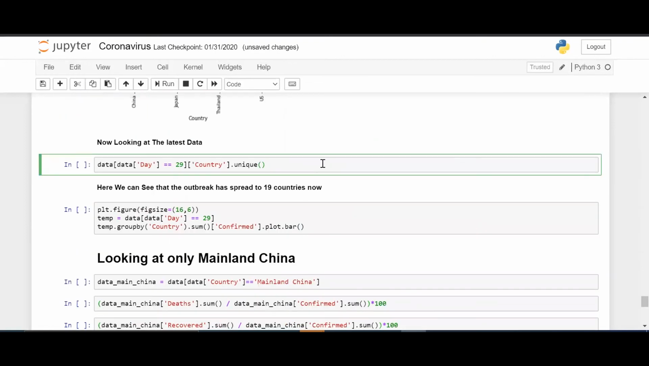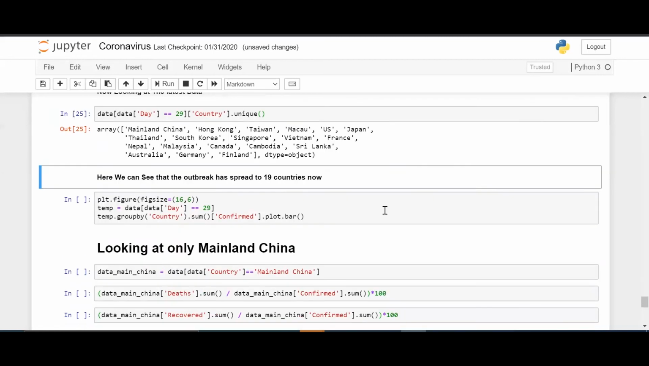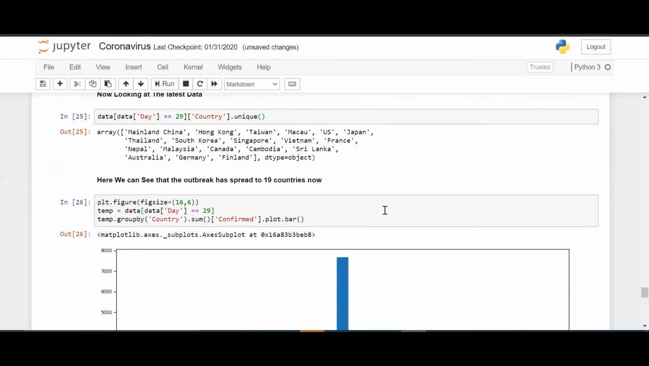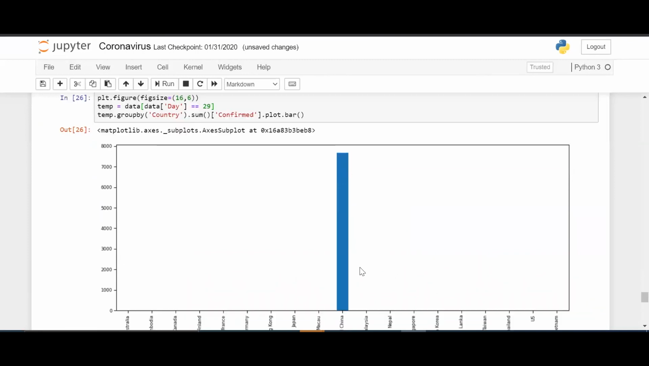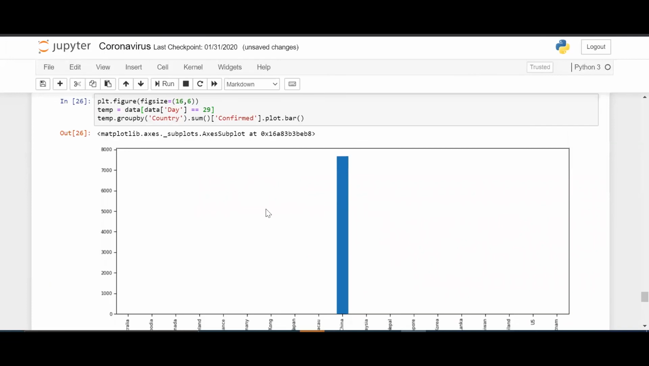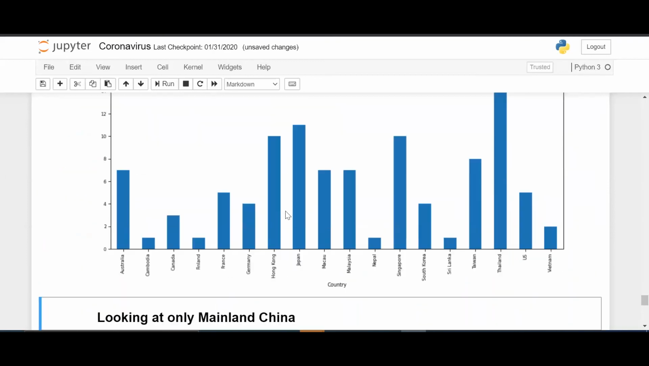Now, moving on, let's see the latest data, which is day 29, and see how the impact has varied. So we have a lot of countries that have now been affected on day number 29. So let's put a plot, repeating the above activity. So China just overshadows most of the cases. So let us put in a filter such that the data of mainland China is not shown because it definitely eclipses the other countries.